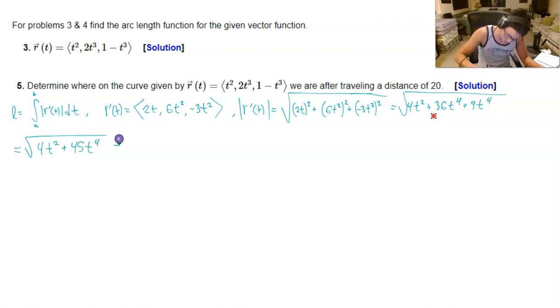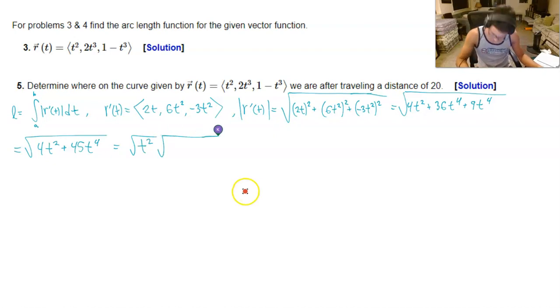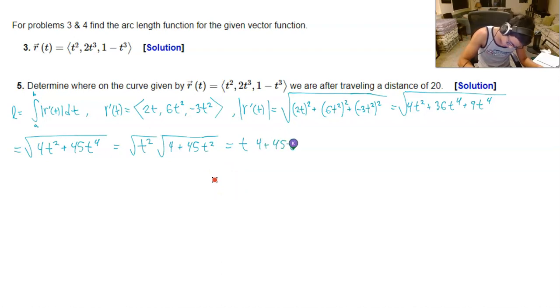And then we can factor out a t squared here. If we factor out a t squared, we get 4 plus 45t squared. Not 49, 45, my bad. And then we would just get t times the square root of 4 plus 45t squared. So this is our integrand.